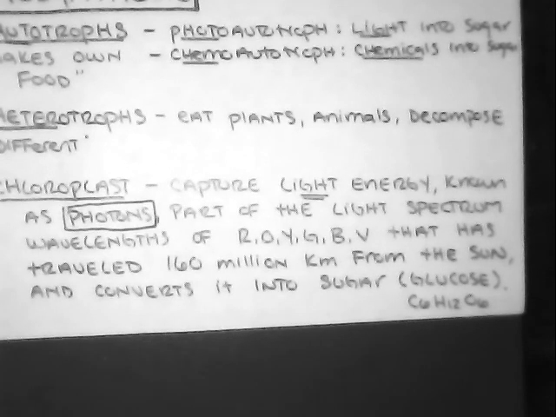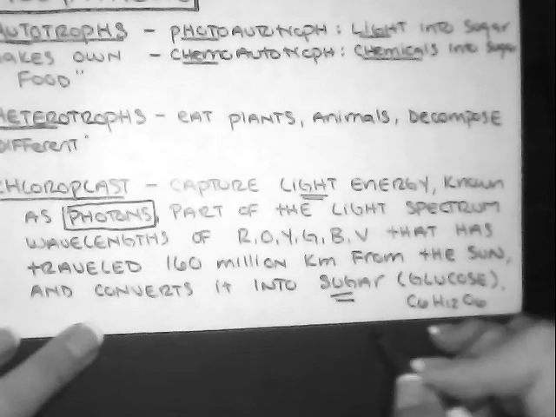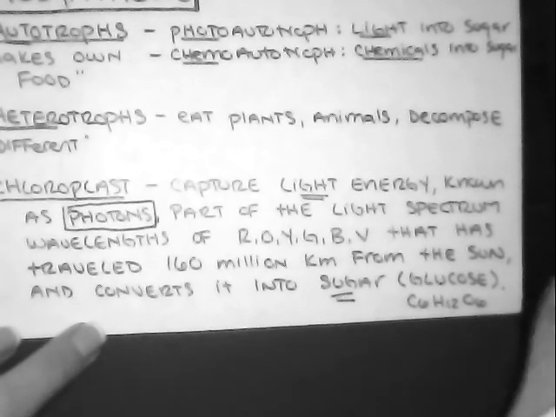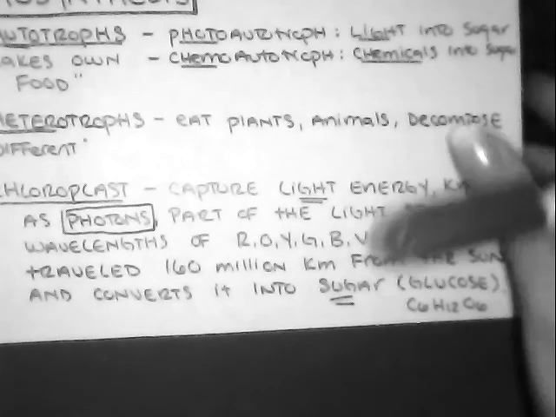And this light, if you really think about it, has traveled 160 million kilometers from the sun to our planet, and these plants, with these little teeny tiny microscopic dots of chloroplasts, can take that photon of light that's untouchable to us and convert it into a molecule of sugar. Plants are literally magicians. They're amazing. So let's talk about these photons.